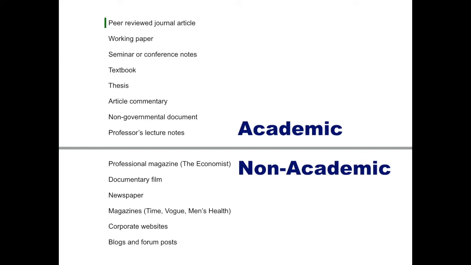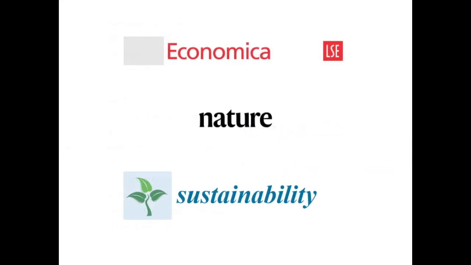The first group would be the peer-reviewed journal articles. There are many different academic journals that are peer-reviewed. Here are just a few.